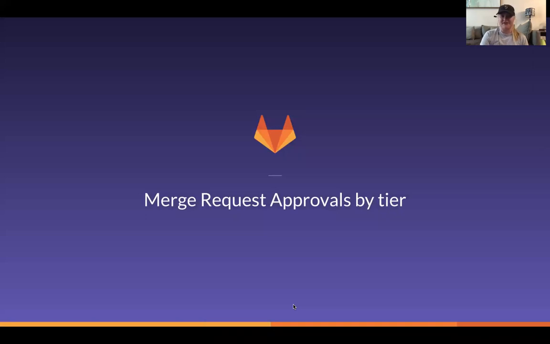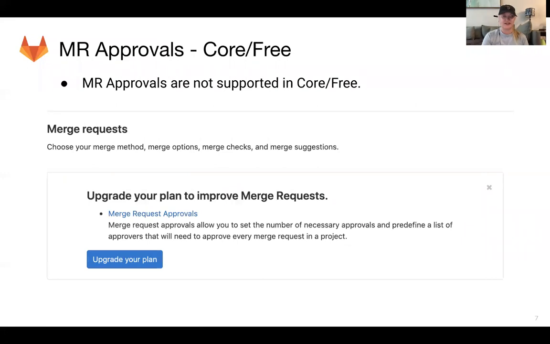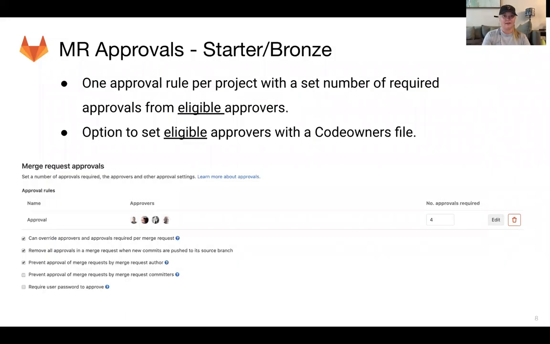So let's jump into what the MR approvers look like for each tier. Once again, we do not have the concept of approvals in our Core and Free editions. You'll have to upgrade to see that. In Starter and Bronze, you have the ability to set 1 approval rule per project with a set number of required approvers or approvals from eligible approvers. You have the option to set these approvers with a code owners file. So you can see here in my example, we have 1 approval rule set called approval. We have 4 people listed as approvers, and I have said that 4 people need to approve before any of this can merge back into master.